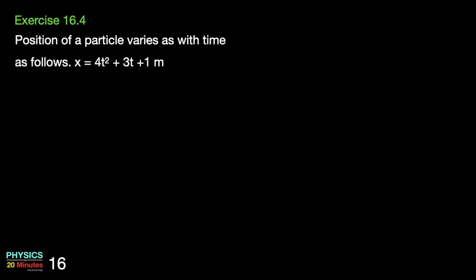Let's take an exercise to understand the concepts. Position of a particle varies with time as follows. x is equal to 4t square plus 3t plus 1.